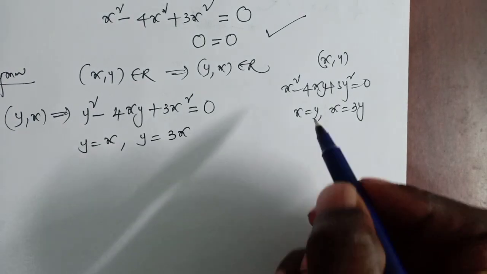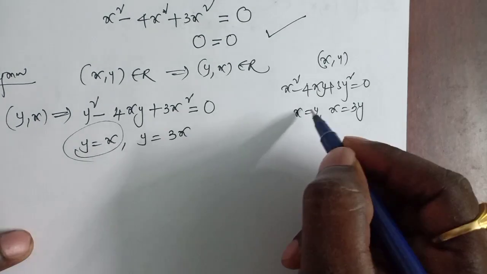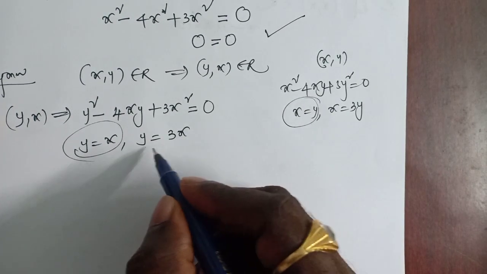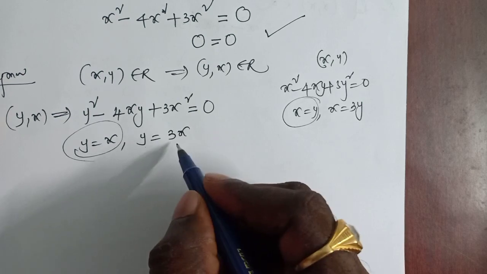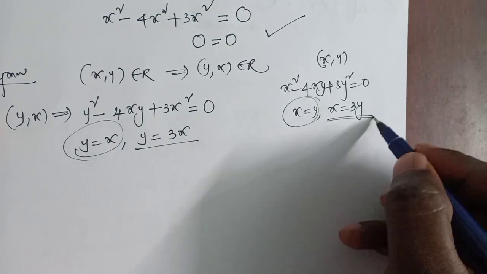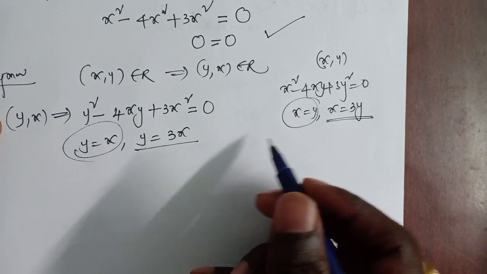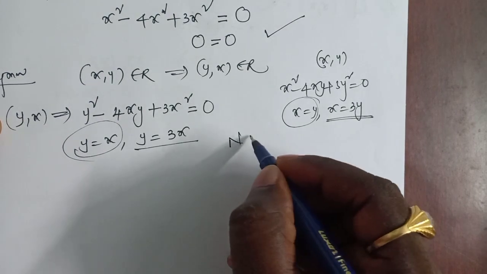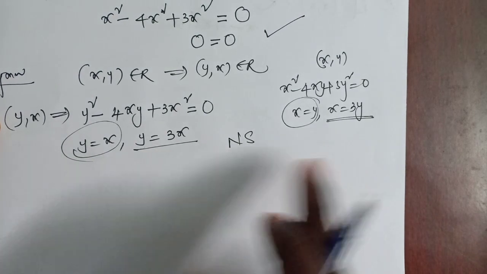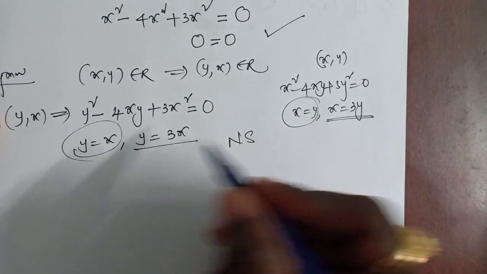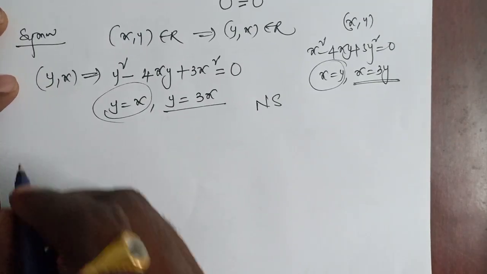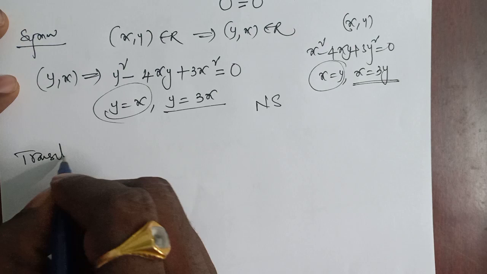Now see here, x equal to y, no problem with this, y equal to x, no problem. But here y equal to 3x, if you interchange this, x equal to 3y. So y equal to 3x and x equal to 3y, both are not equal. So that's why it is not symmetric. Symmetric is not possible. Why? Because here y equal to 3x, but here x equal to 3y.